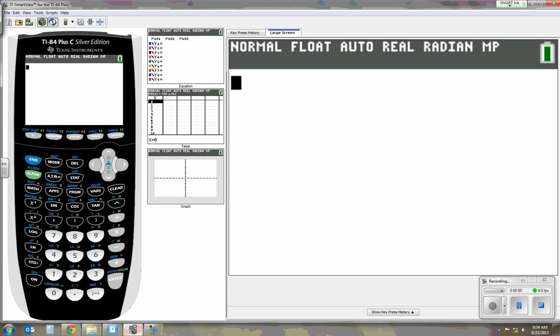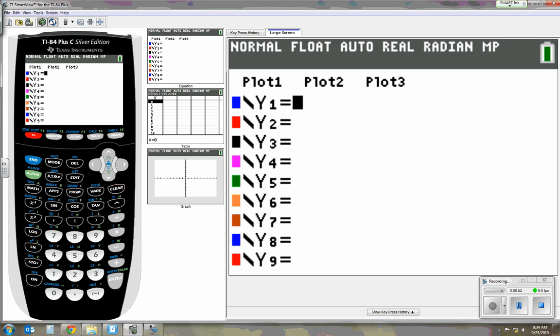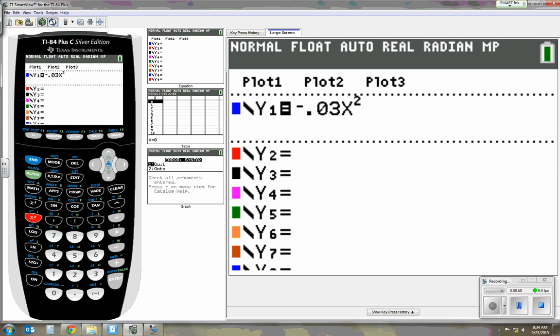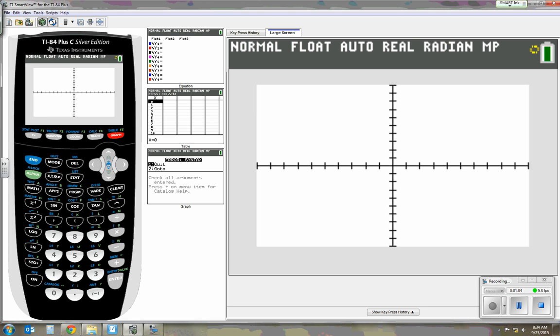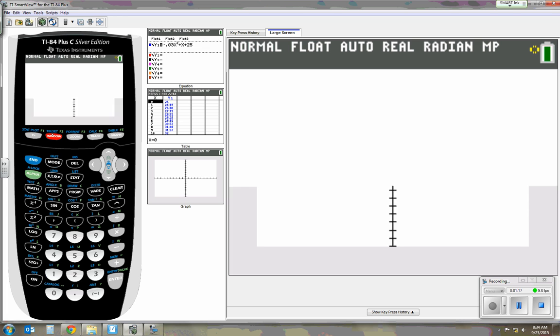Okay, so we're going to do y equals, and we're going to graph this, negative 0.03 x squared plus x plus 25. Now, if we graph this, we may need to change our window because it may be too small. And just by looking at this, yeah, we're going to have to go to our window.